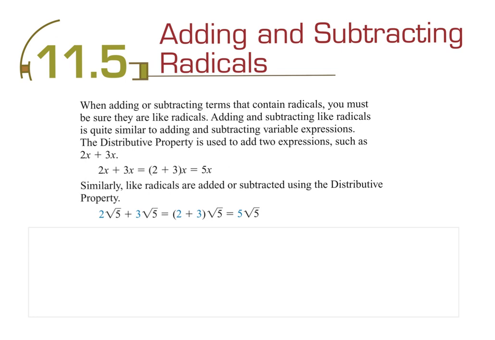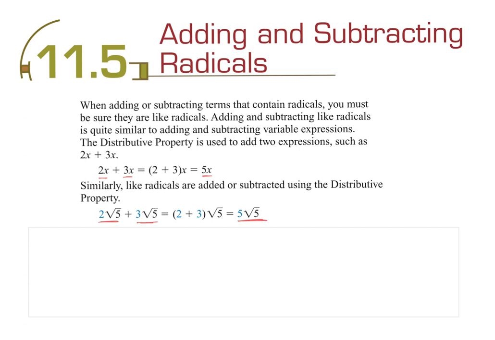When you're adding and subtracting, you're actually looking for the same concept as when you add and subtract variables. When you add and subtract variables, they have to be like variables. So they have to have the same variable with the same exponent. When you are adding and subtracting radicals, you have to make sure that the number inside the radical is the same and that the index of the radical is the same. So just like we have 2x plus 3x, that is 5x. If I have 2 square root of 5 plus 3 square root of 5, that is 5 square root of 5. I just add my coefficients.